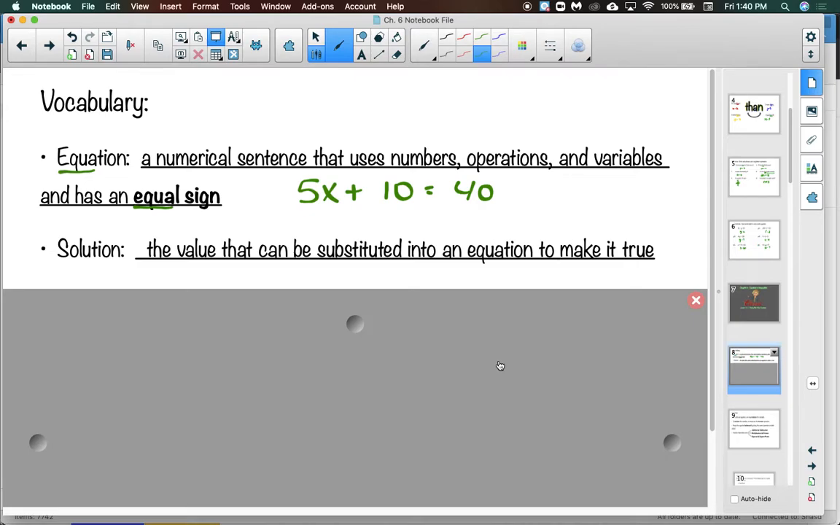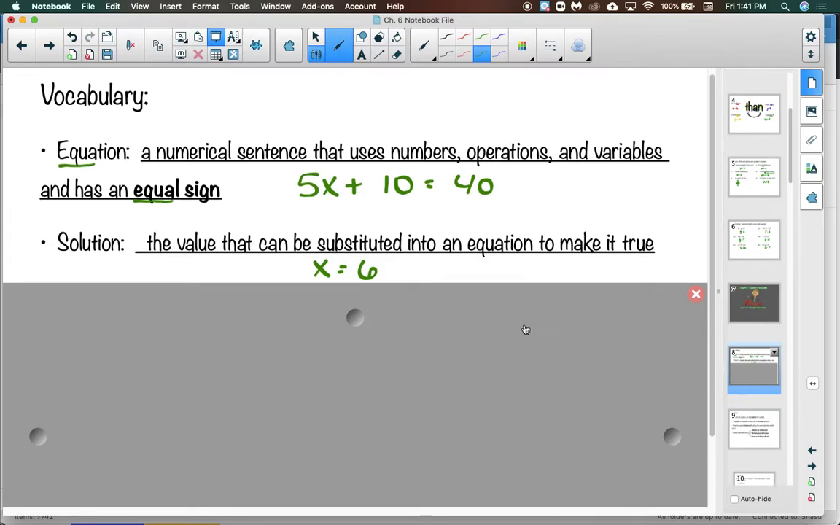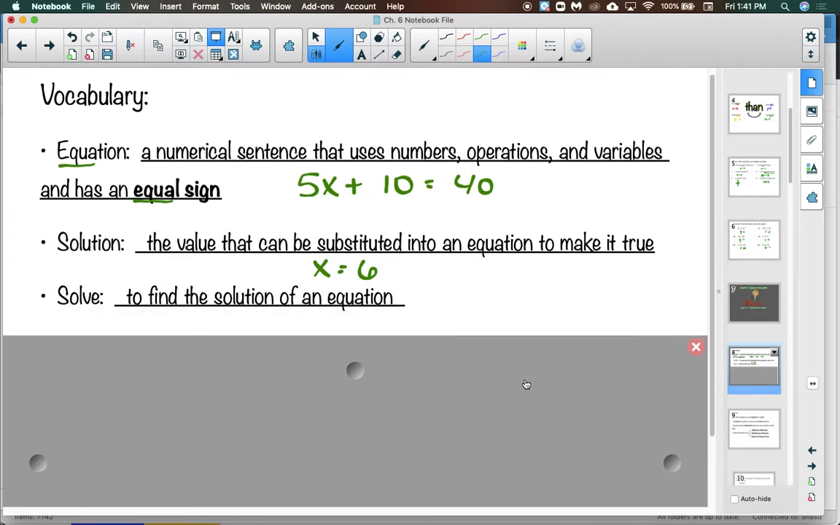So if I did the work and I solved 5x plus 10 equals 40, and I got my solution, x equals 6, that is what a solution looks like. It tells you the variable, it tells you its value. And if we were to take that 6 and substitute it in for x, we would get a true statement, which means that both sides of the equal sign would be equal. Okay?